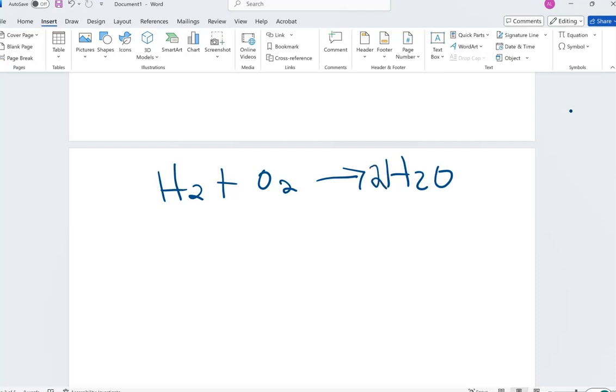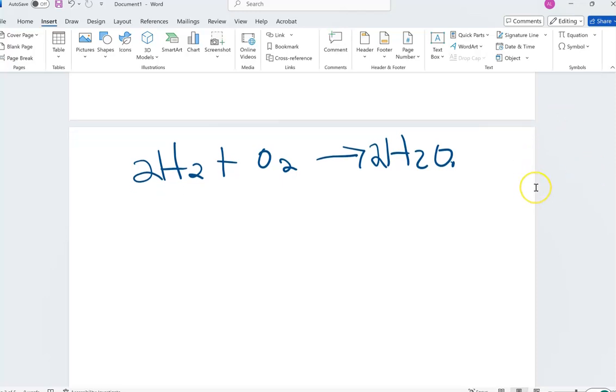So I have to put a coefficient right here. That changes the number of hydrogen. So 2 times 2 gives me 4 hydrogen, and I only have 2 here, so I'm going to have to put a 2 right here. 2 times 2 is 4. For the oxygen, I have to pretend there's a 1 right here. 1 times 2 tells me I have 2 oxygen and 2 oxygen.